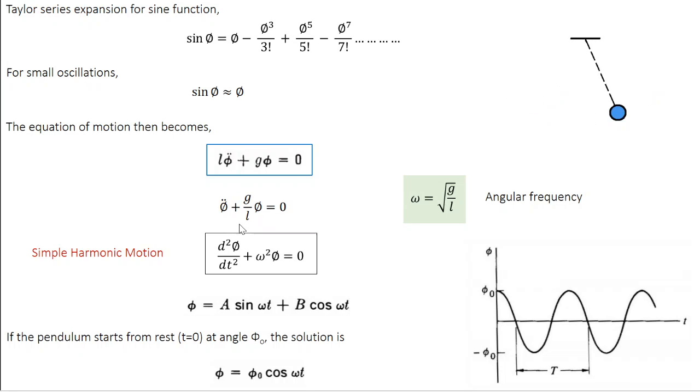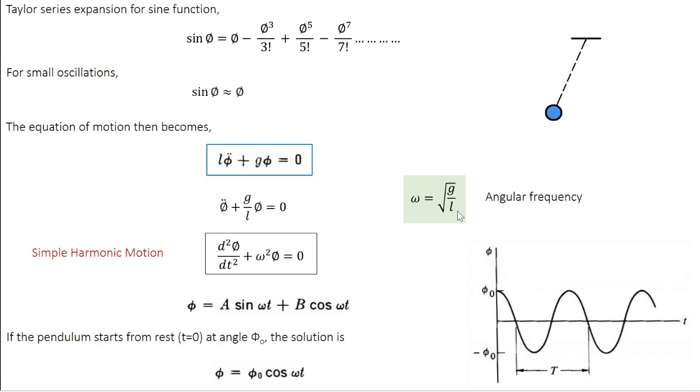Now if you call this term g by L as omega square, then you get the standard equation of a simple harmonic oscillator, d square phi by dt square plus omega square phi equal to 0. Where omega is the angular frequency of the harmonic oscillator, and in this particular case omega is given by square root of g by L.